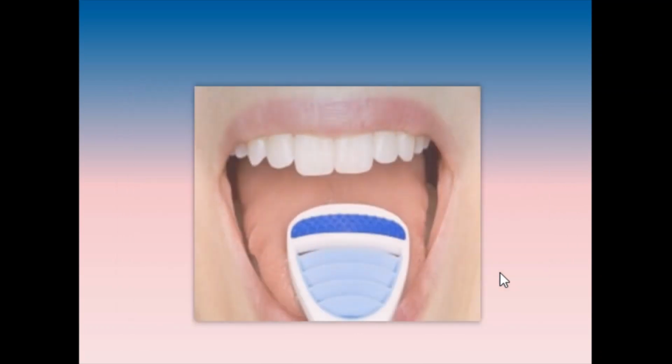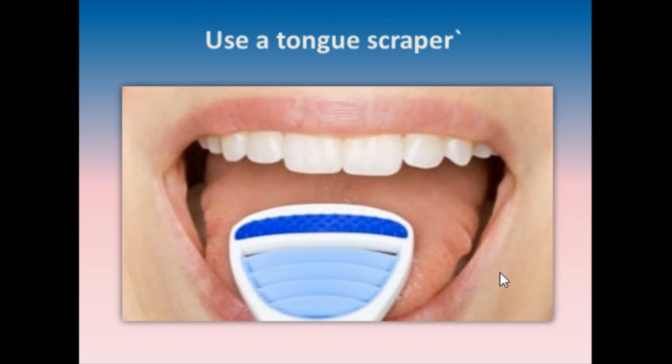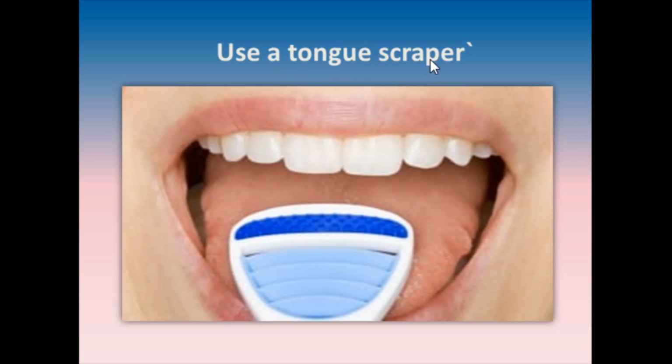And it's also advisable to use a tongue scraper. This object, this is a tongue scraper. This can help take away the bacteria staying in your tongue. Number 2, use a tongue scraper to scrape off the bacteria staying in your tongue.